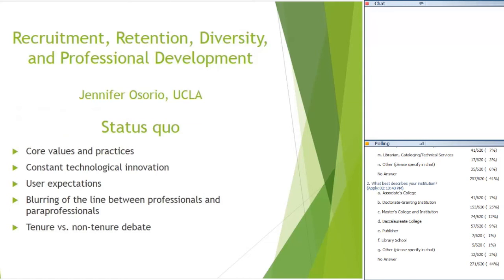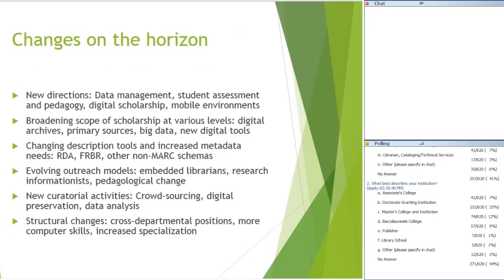I'm going to give a summation of the current status quo in libraries as far as recruitment, retention, diversity, and professional development. Basically, our core values and practices remain the same, and constant technological innovation is a part of the profession and always has been. We need to continue meeting user expectations, which sometimes differ from where the library is or where the library is headed. We have user expectations that rely on some traditional services, but also expect us to be providing newer services. There is also the blurring of the line between professionals and paraprofessionals, and another constant debate in our profession, tenure versus non-tenure.